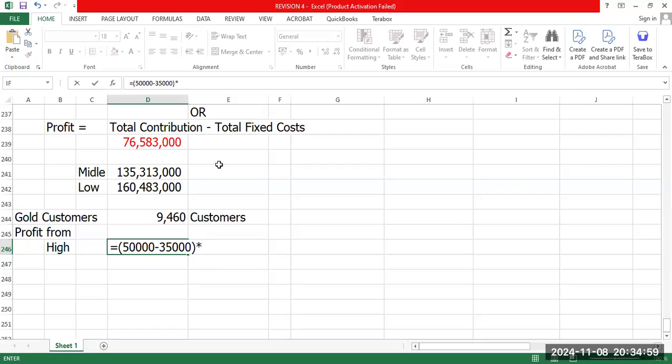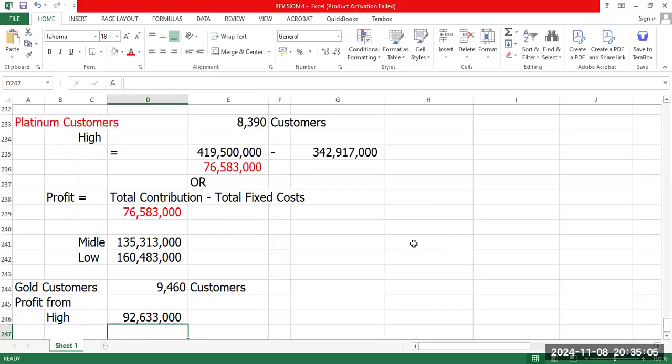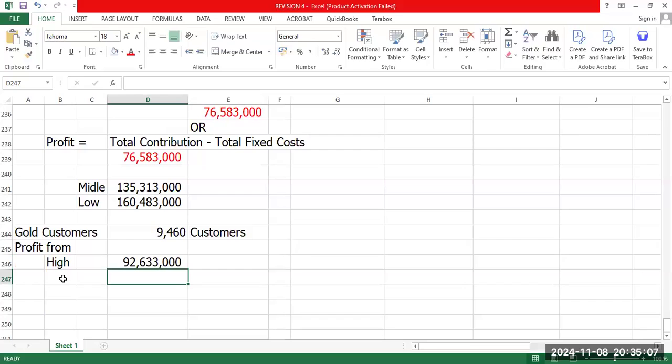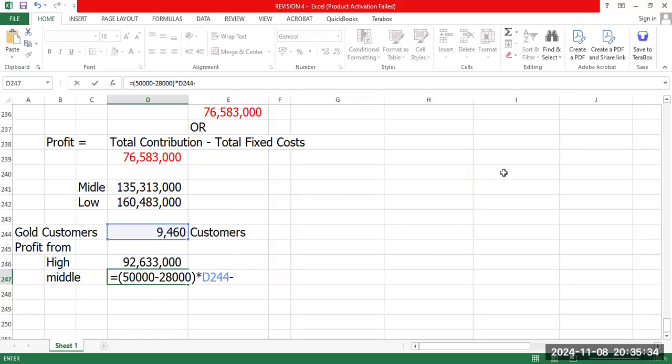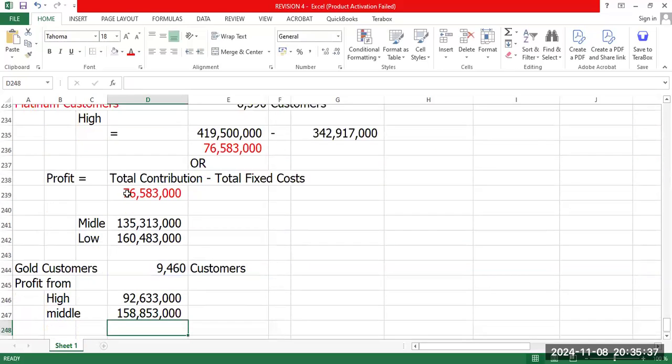Then times this minus fixed costs. That is my profit. Then for mid-row, it will be equal to my revenue 50,000 minus the direct cost, which is 28 per customer, times the number of customers minus fixed cost, which is this one.